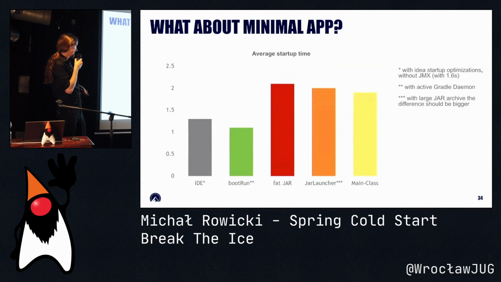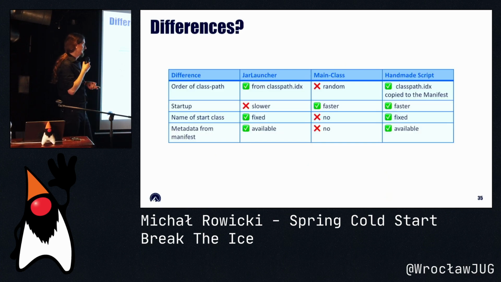If we run our application from the IDE, it's rough data. It's not like a big benchmark. It's quite fast. When we run with the bootRun task from Gradle, it's even faster. And when we run our FATJAR, we can see, yeah, it's slower. The jar launcher is slow again because it's doing additional work which we actually don't need. And finally, running our main class gives the best result.